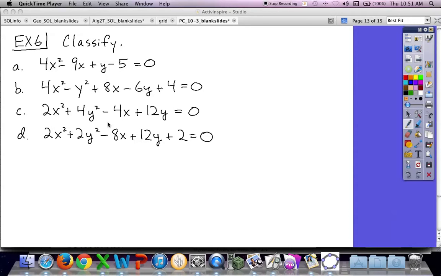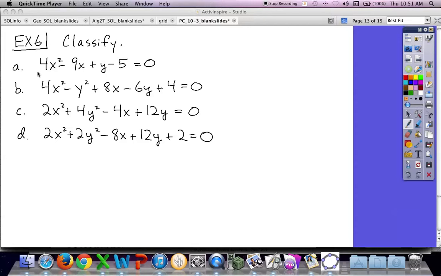So now we can do example 6, classify, right? These are 4 equations, the general form, right? They're not in any standard form for you to recognize, but by the pattern and what we just got, for example, on the first one, it looks like A is 4.